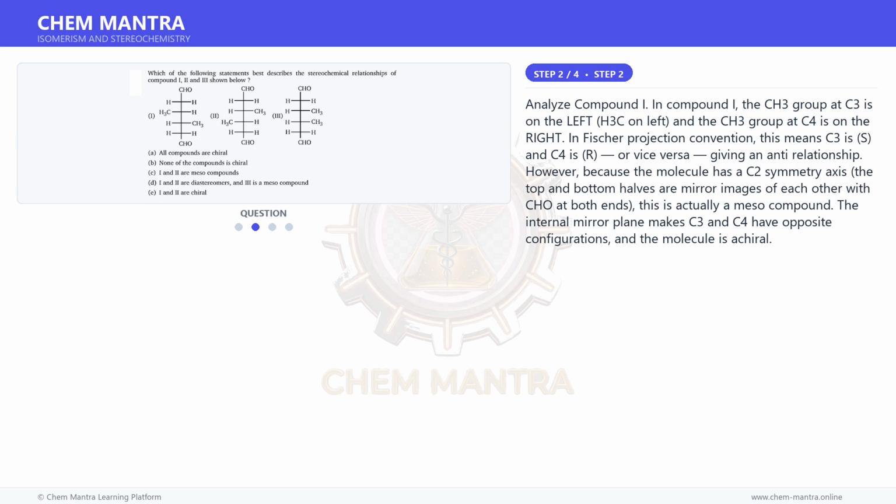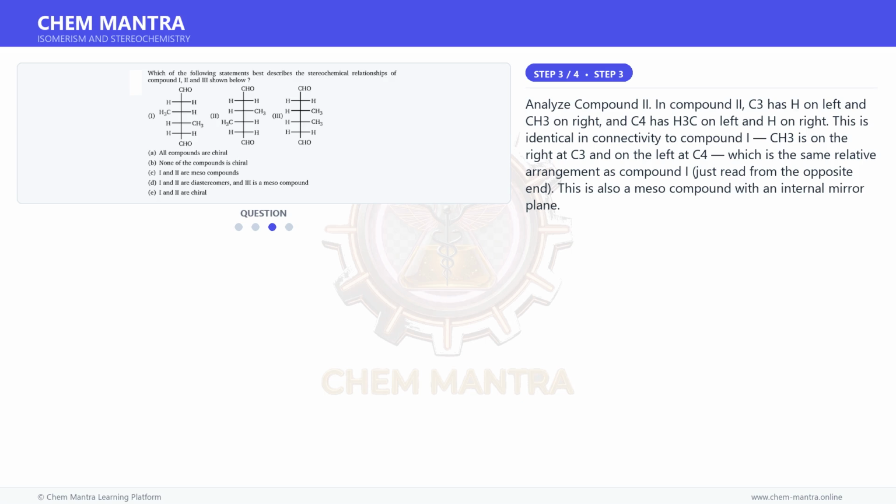This is actually a meso compound. The internal mirror plane makes C3 and C4 have opposite configurations, and the molecule is achiral. Moving on to the next step.